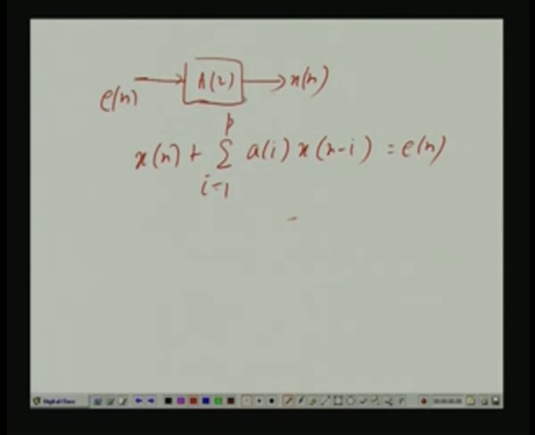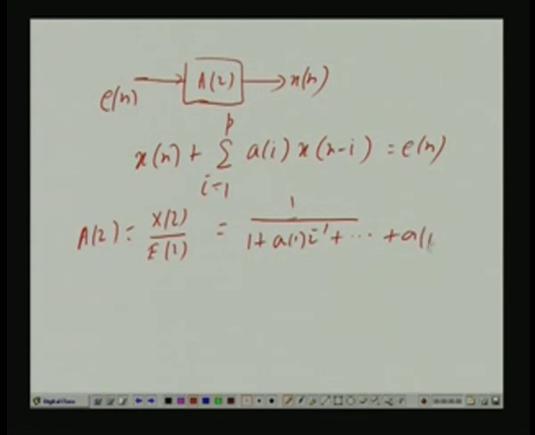It is passing through a model A(z). What is A(z)? That is the transfer function of this AR system, and it gives rise to Xn. A(z) is X(z) by E(z). If you take the Z transform of left hand side and right hand side, obviously you get that all-pole transfer function, and that is your A(z). If you want, you can put a constant here also, but I absorb that in En. Okay. So, this is that model.